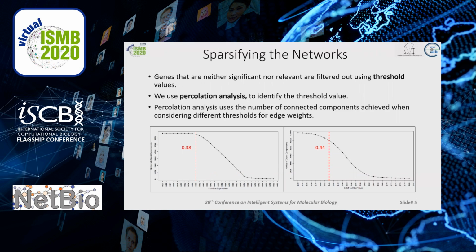We have used percolation analysis to find the edge cutoff value. When a graph is explored with sequential steps of threshold values, it can be seen that at a particular threshold value, the joint connected component will start dividing into multiple subcomponents. Percolation analysis works on the same principle. The identified threshold values using percolation analysis for layer 1 and layer 2 are 0.38 and 0.44 respectively.